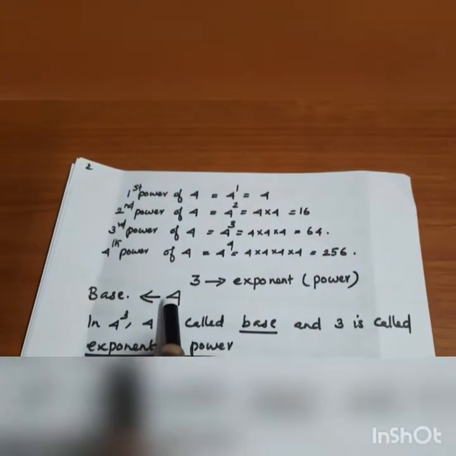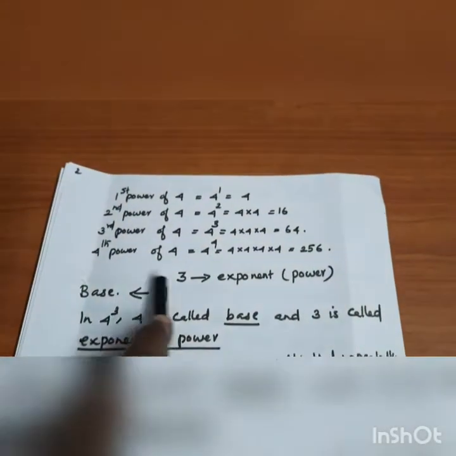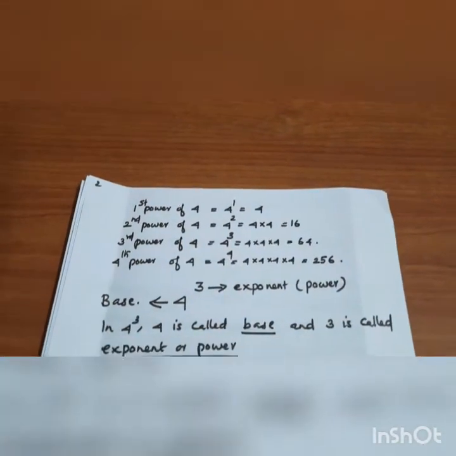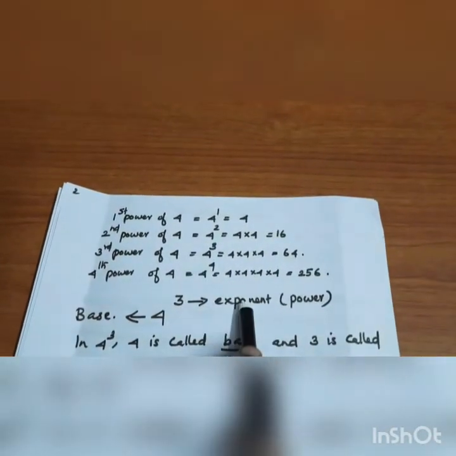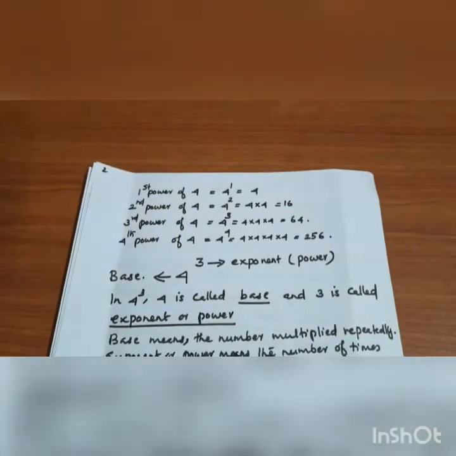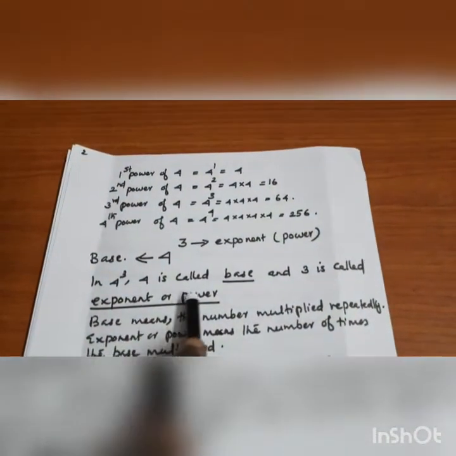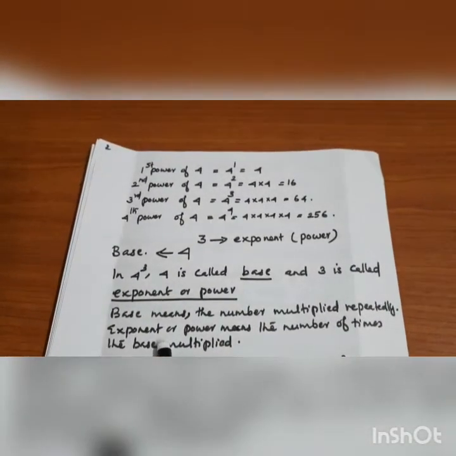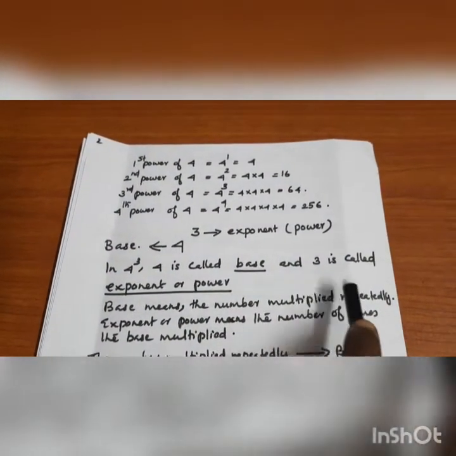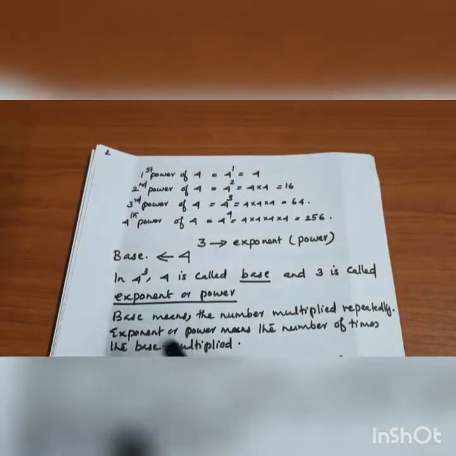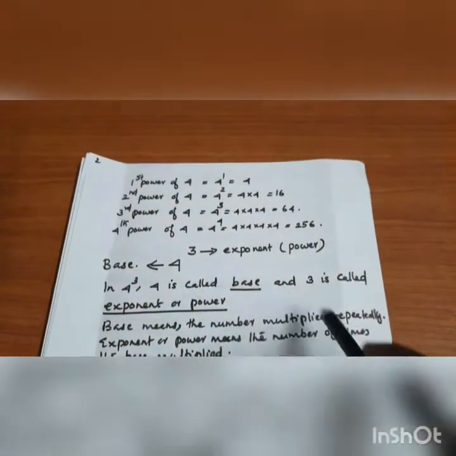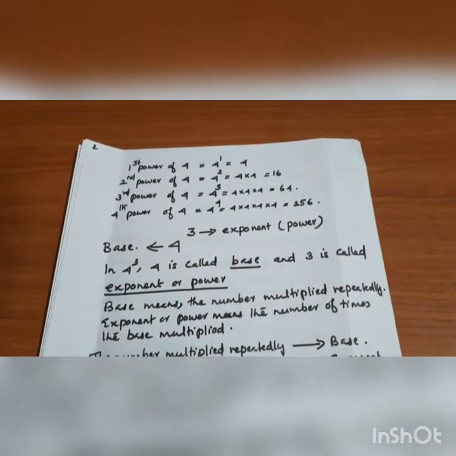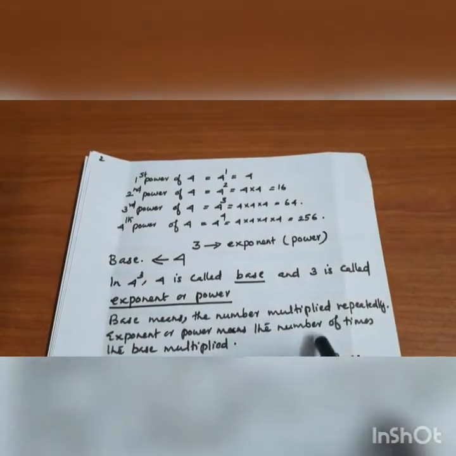In the number 4 raised to 3, 4 is called the base. It is not in the textbook. 4 is called the base, and 3 is called the exponent or power. By base we mean the number multiplied repeatedly. Which number is multiplied repeatedly? Here 4 is multiplied repeatedly. Therefore 4 is called the base. In the case of 5 raised to 10, 5 is repeatedly multiplied 10 times.